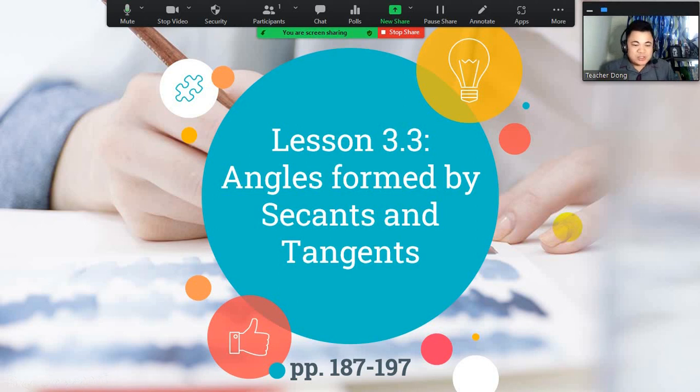Okay, so today we're going to have angles formed by secants and tangents. In the previous lesson, we discussed inscribed angles, and prior to that, we had the introduction about circles and the central angles. This time, let's talk about the angles formed by secants and tangents. It could be two secants intersecting in or out, and then tangents or a combination of secant and tangent. For my students and for your reference, you can check your books from page 187 to 197.